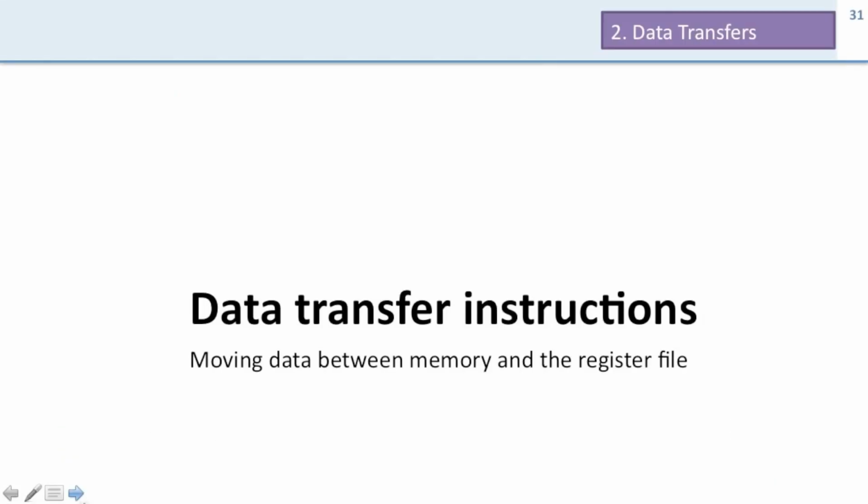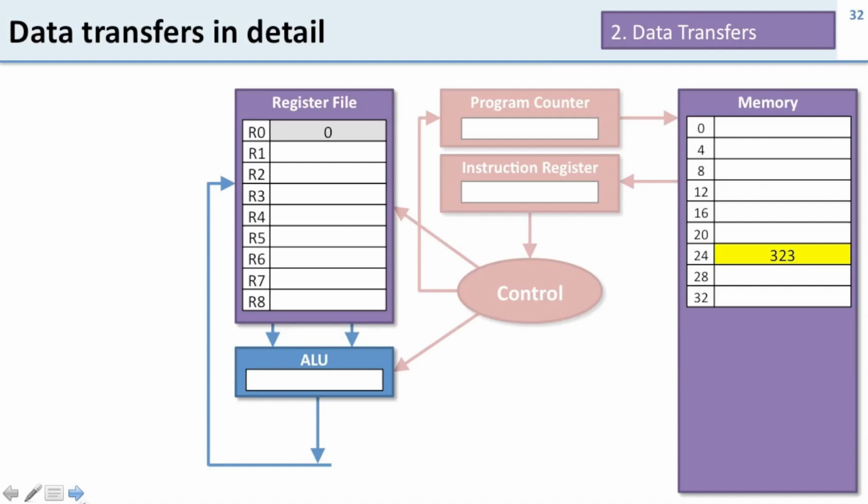Now we're going to talk about data transfer instructions. These are instructions that allow us to move data between the memory and the register file. In order to do that, we're going to have to add some more stuff to our processor. The ALU is going to generate our address, but we need a place to put that address so we can get it to the memory.